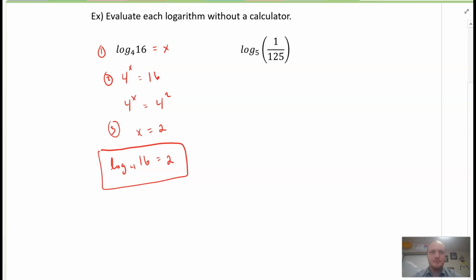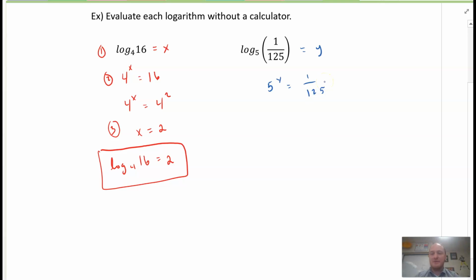Example 2. I'll set my logarithmic expression equal to a variable. It can be x, it can be y. I'll use y just to mess with your guys' heads a little bit. You're welcome. Okay, so now I'll rewrite this as an exponential expression. So 5 to the power of y is equal to 1 over 125.